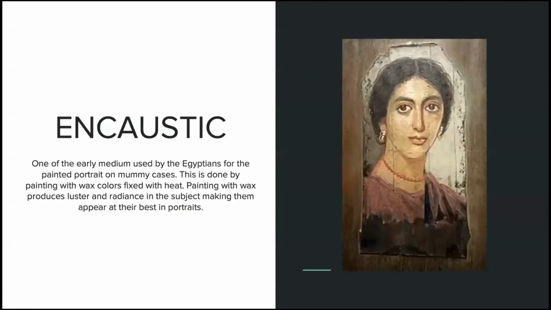Next is encaustic, one of the early mediums used by the Egyptians for the painted portraits on mummification. This is done by painting with wax colors fixed with heat. Painting with wax produces luster and radiance in the subject, making them appear at their best in portraits. Okay, an example of that.